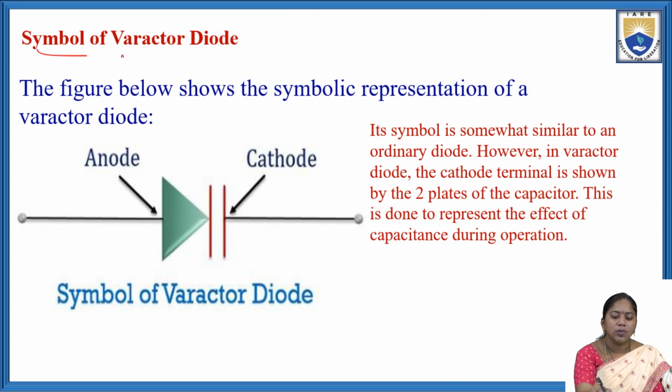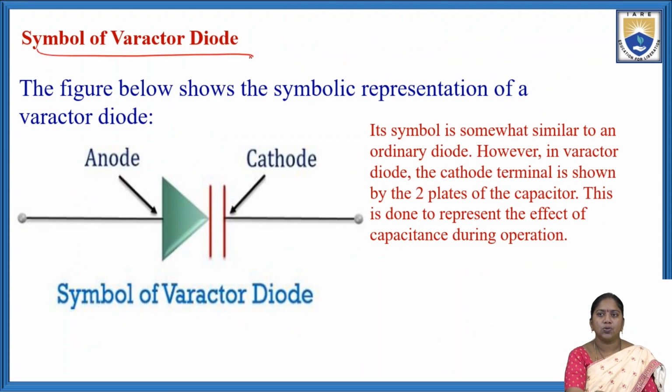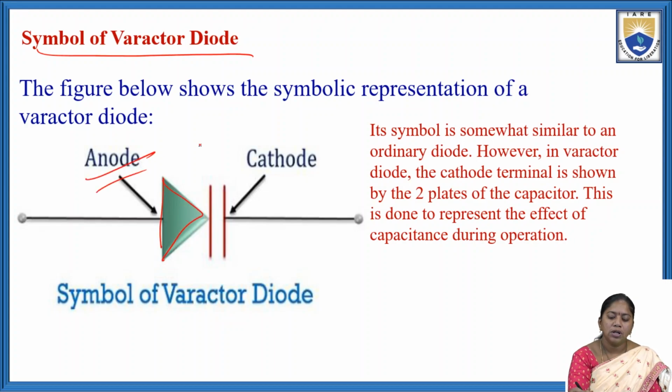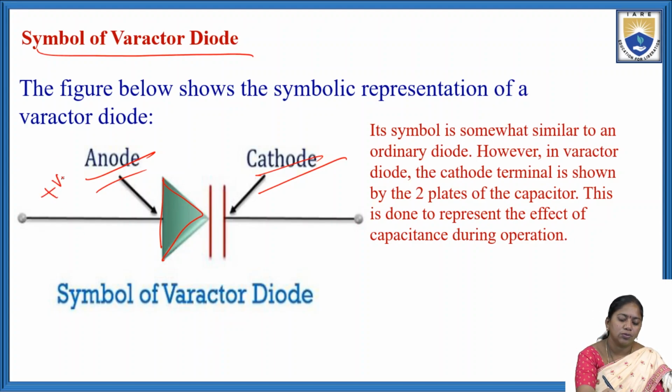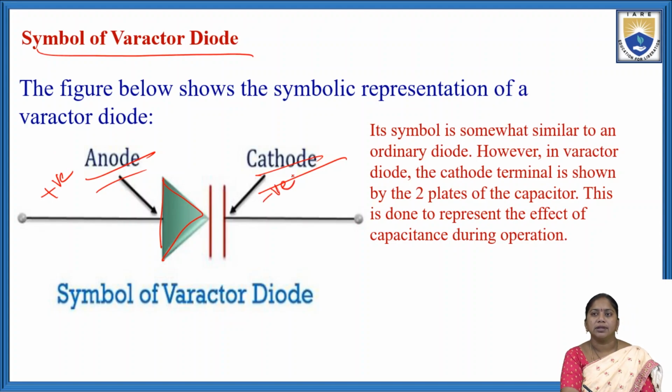Next, the symbol of the varactor diode. The figure shows the symbolic representation of the varactor diode. Here, this terminal shows the anode and this shows the cathode. Anode means positive, cathode means negative.